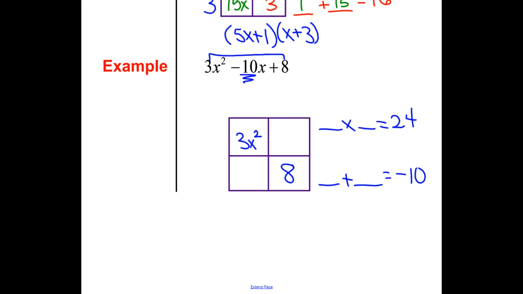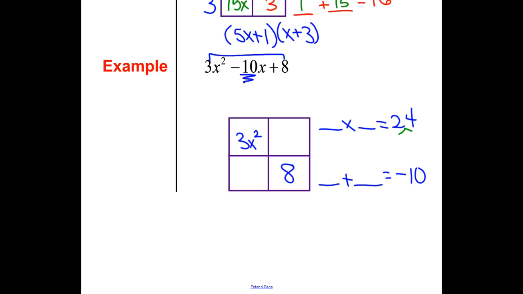Now we have to look at the signs. It's a negative number that they add to, and they multiply to a positive number. What kind of numbers do that? Both negative or both positive are going to multiply to get a positive number. And since they're adding to get a negative number, they both have to be negative.